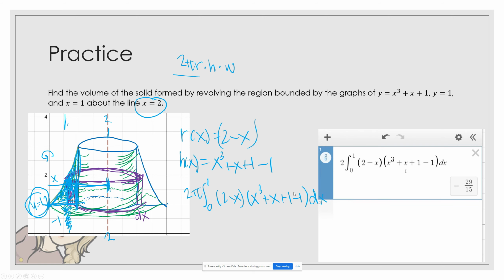Now, you don't normally see the subtracting piece of it because in most of the examples that we've done, we have been bounded by y equals 0. But in this case we aren't. So 29 over 15, but remember I didn't put the pi there. So our final answer is actually 29 pi over 15.